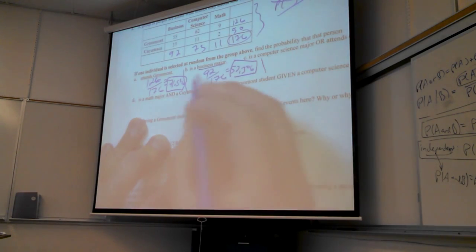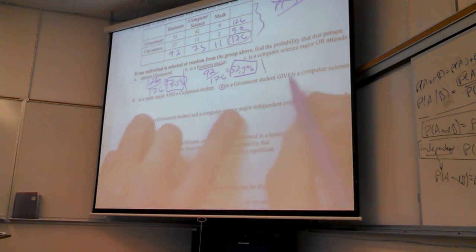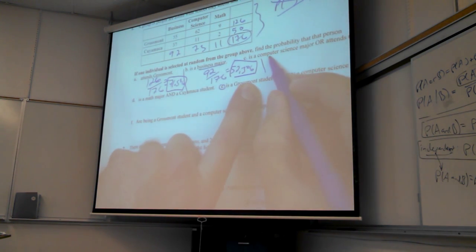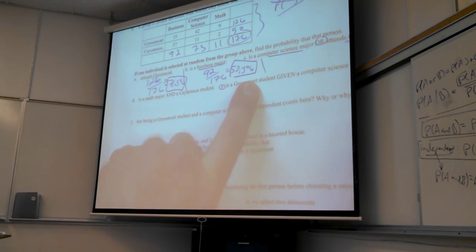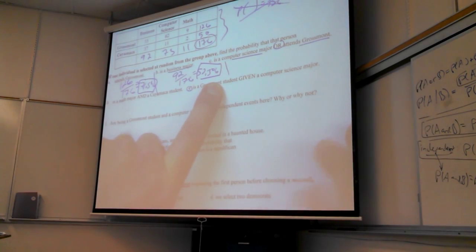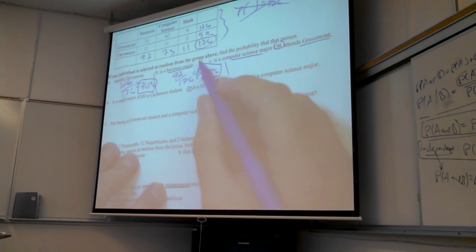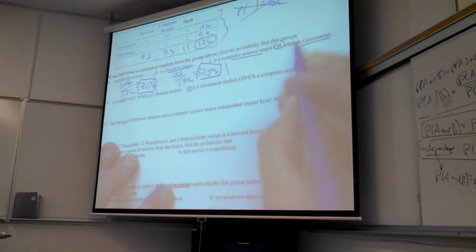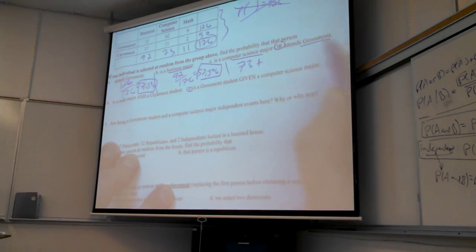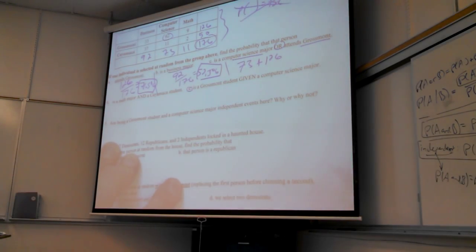Of course, I'm going against what I asked you to do, right? 4 places. But we'll get there. Computer science major or Grossmont attendee. So I have to include both of those. So one way I can do this is to say I've got to take all the computer science majors. There's 73 of those. I have to add in all the Grossmont people. There's 126 of those. But if I do that, I've counted these people twice. That's not fair. So I got to subtract 62 off. And in fact, if I didn't subtract 62 off, what is 73 plus 126? 199.